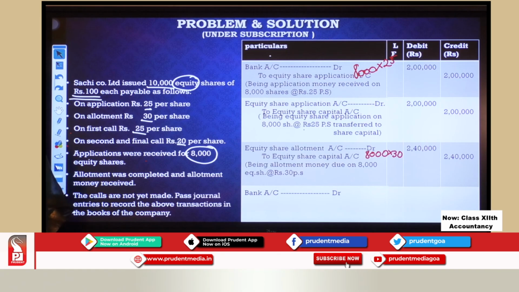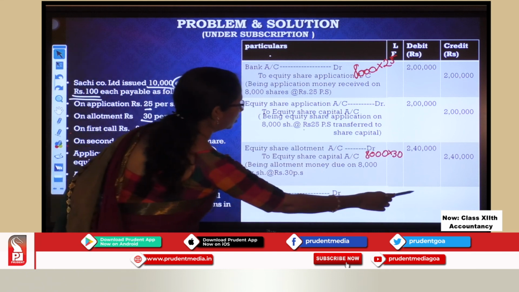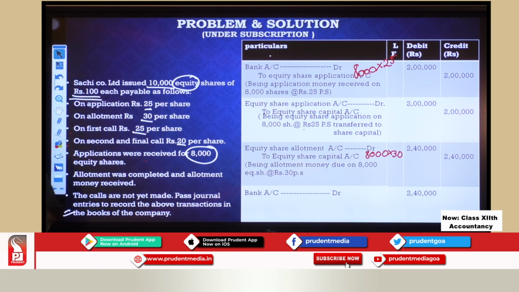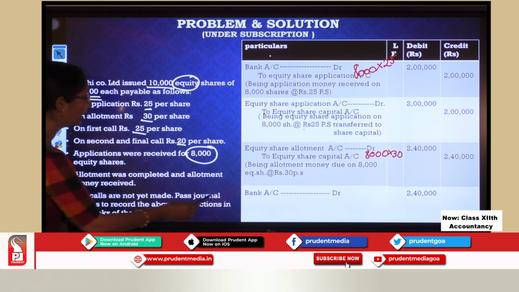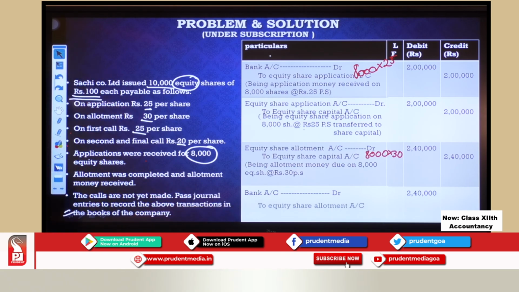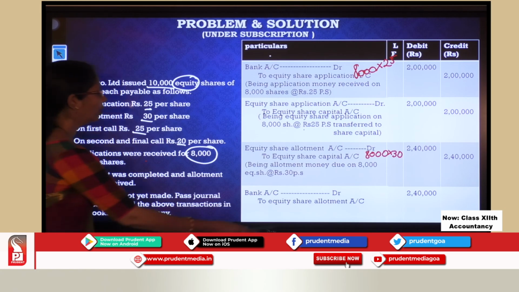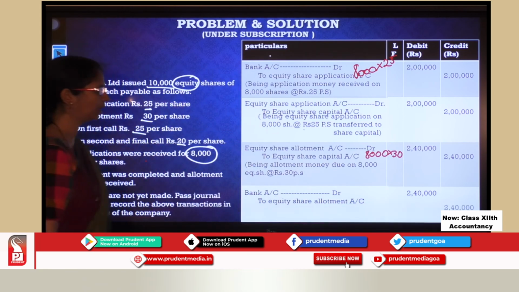Next entry is for collecting the amount. What is the entry for collecting the amount? Bank account debit. How much am I going to collect? I am going to collect the full 2,40,000. Okay. And why am I getting this money? Because of allotment. So I am closing that equity share allotment account which was debited earlier. So I have to credit it now to equity share allotment account. What is the amount? The amount is 2,40,000.